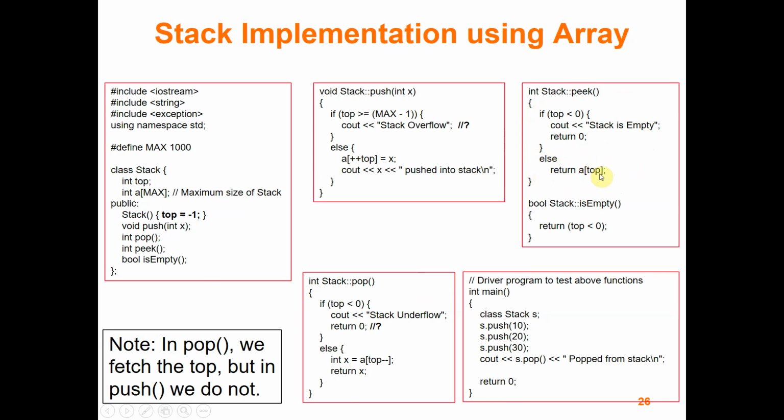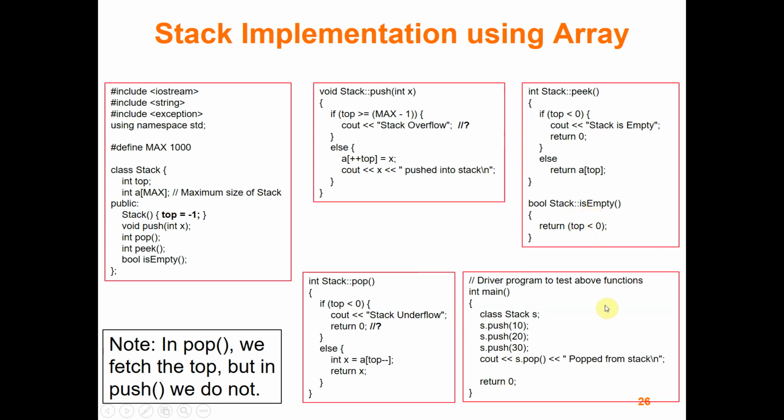We just want to see what's in the top. And the is empty is pretty straightforward. If top is less than 0, this is going to be true, so we're going to return true. So if top is -1, our stack is empty, so we return true. If it's bigger than or equal to 0, we return false. It means that our stack is not empty.